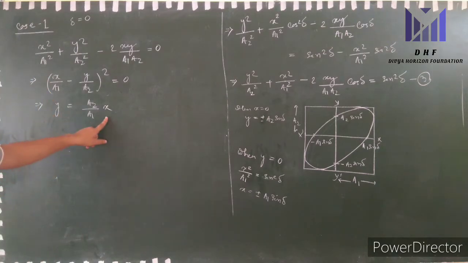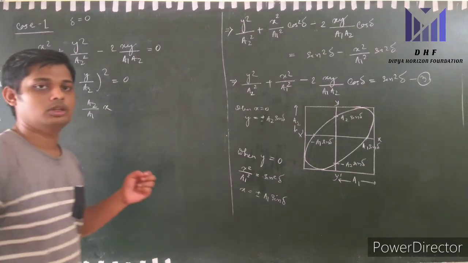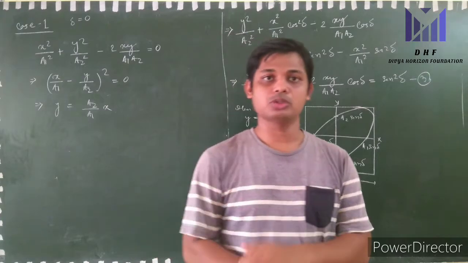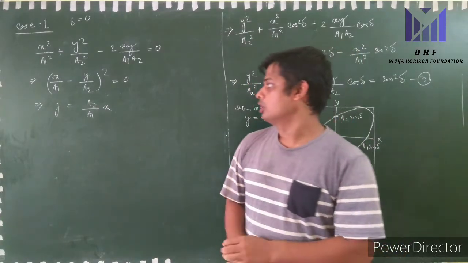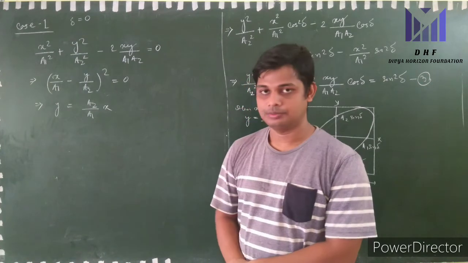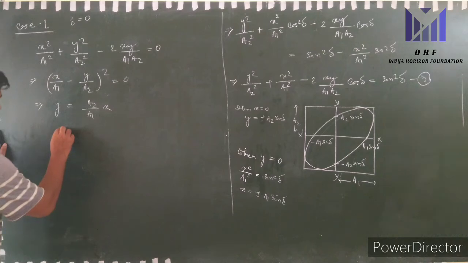Y is equal to mx, and here the y-intercept is 0. So the combined equation of motion of the simple harmonic oscillators will be the equation of a straight line. So if we draw the figure in the graph, the figure will be like this.